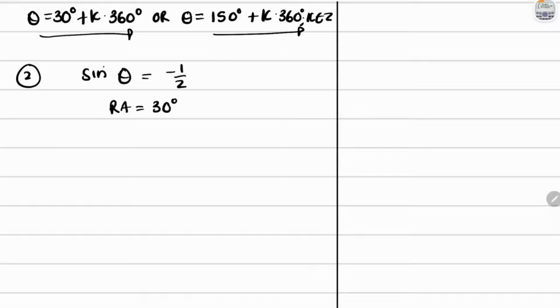But here is where we will apply the fact that sine is negative. We will look at our quadrants and pick the quadrants where sine is negative. So sine is negative in the third quadrant and the fourth quadrant.